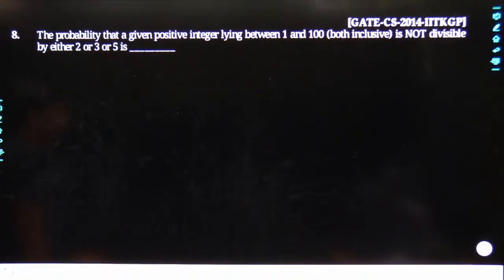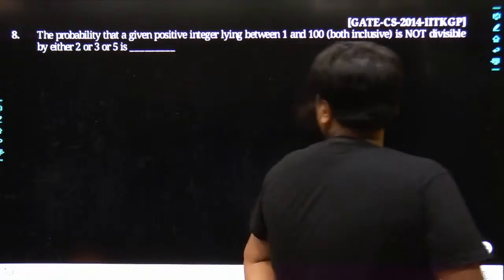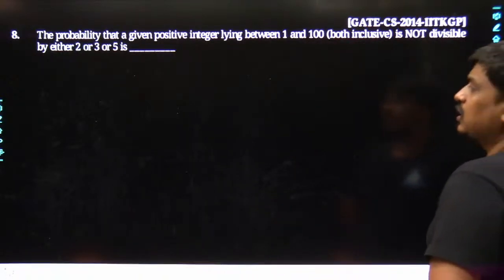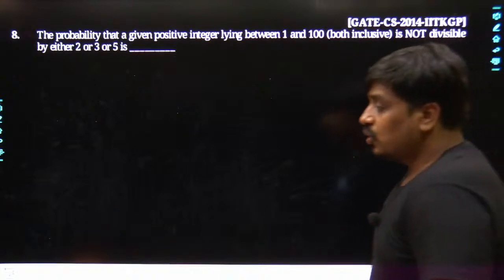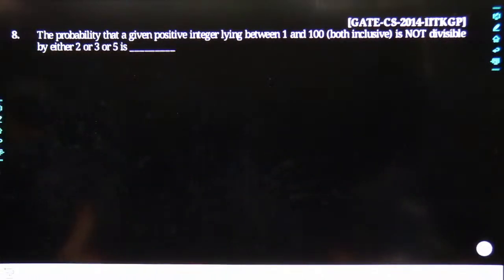The problem was framed by IIT Kharagpur. What does the problem state? The probability that a given positive integer lying between 1 and 100, including both 1 and 100, is not divisible by either 2 or 3 or 5. Focus on this problem and try to connect with the most basic property of mathematics. Either you can connect with LCM or HCF. Read this problem carefully and try to get the best answer for this given problem.